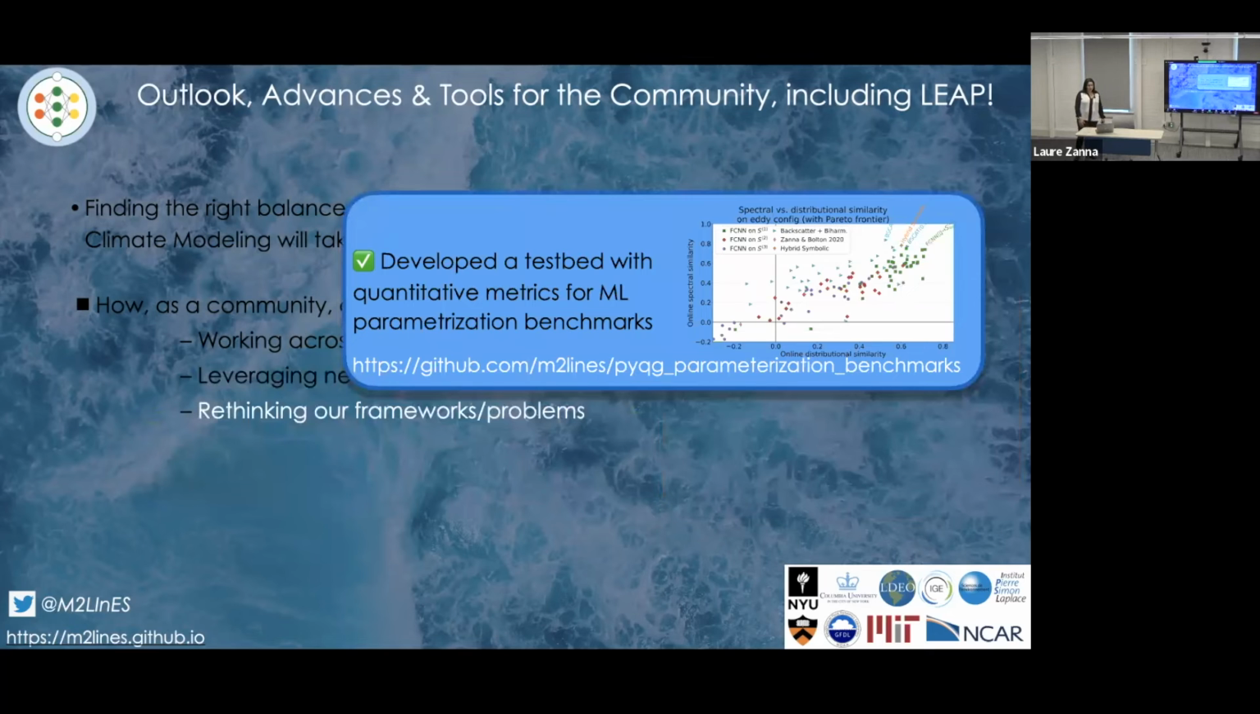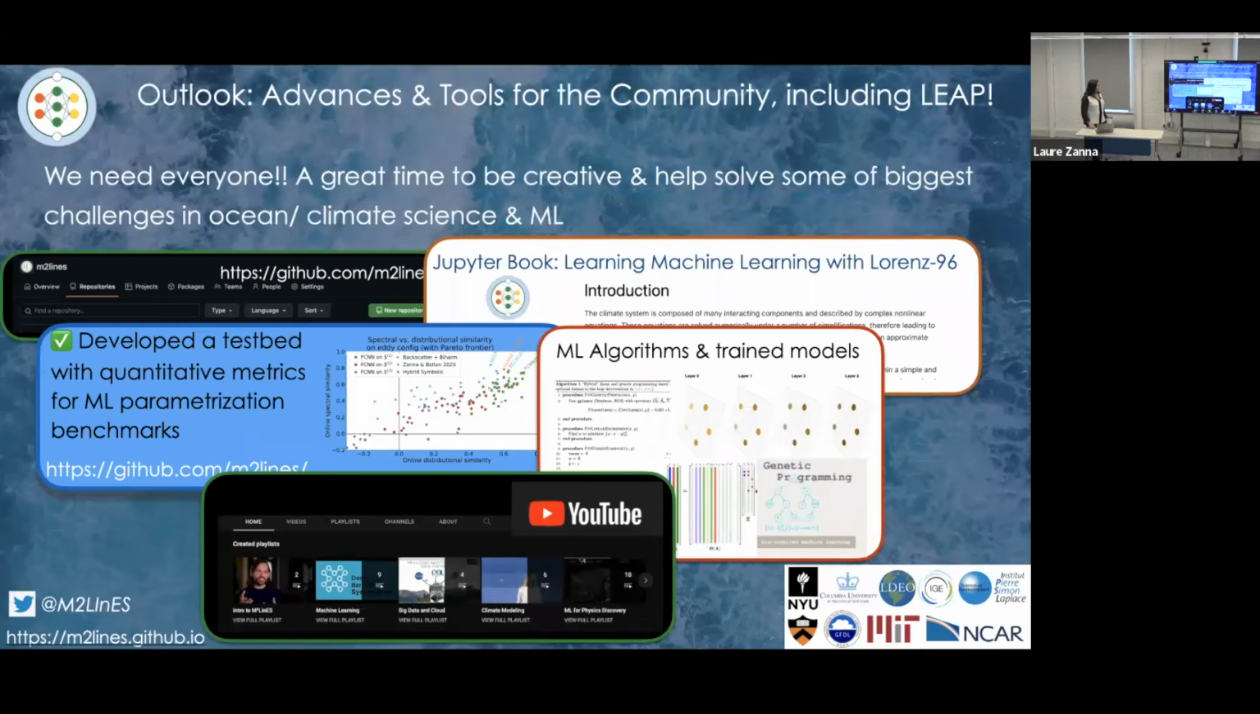And finally, rethinking our frameworks, right? Sometimes we are stuck with one thing and we keep pushing it forward and we think we're on the right path, and sometimes taking a step back for a second and rethinking, are those the right hypotheses and the right thing we're looking for, is always important, especially when you move into a new field that moves very fast. And so, I think we need everybody, right?